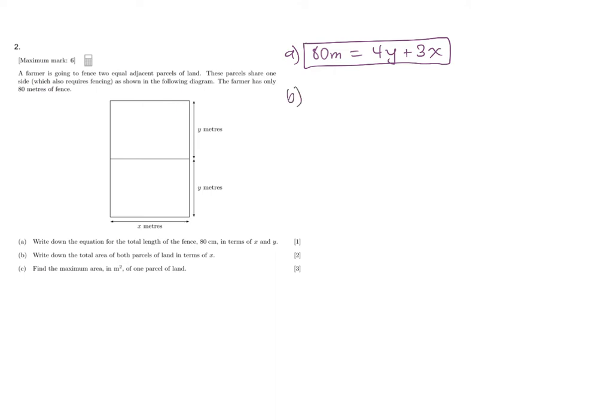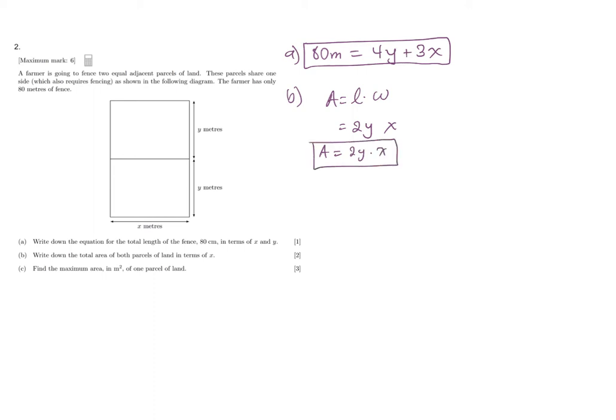Now B says, write down the total area of both parcels of land in terms of x. So we want the total area. That area is length times width because it is a rectangle, and the length of this rectangle is 2y and the width is x. So the total area is going to be 2y times x.